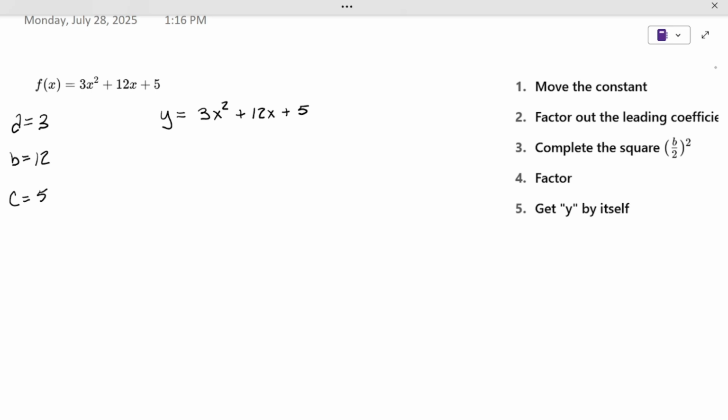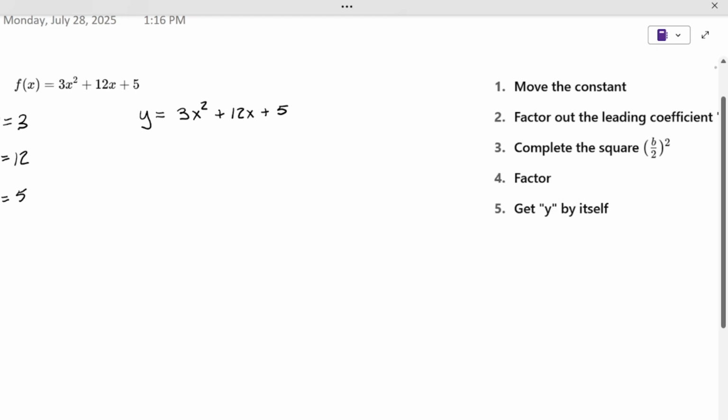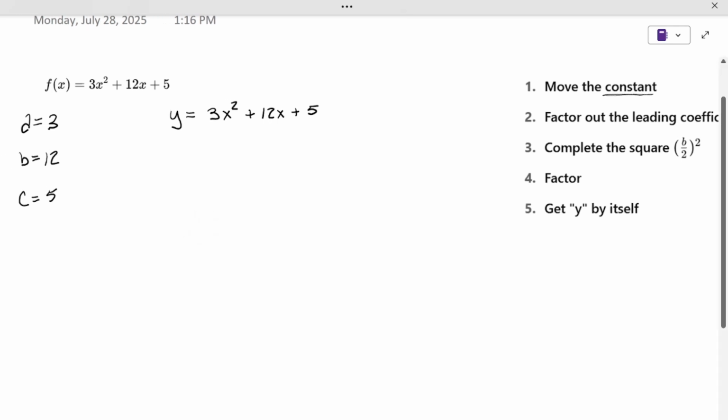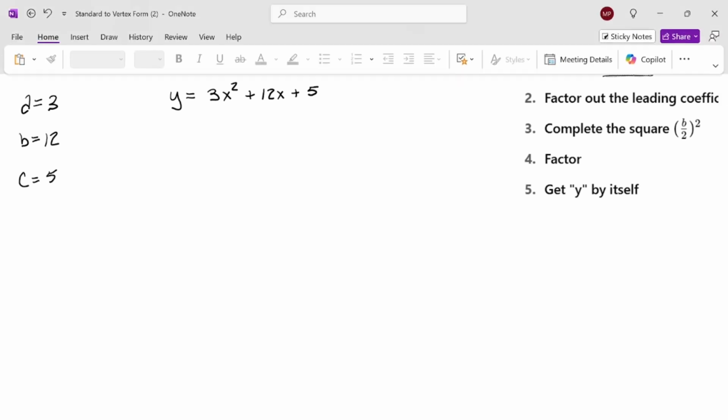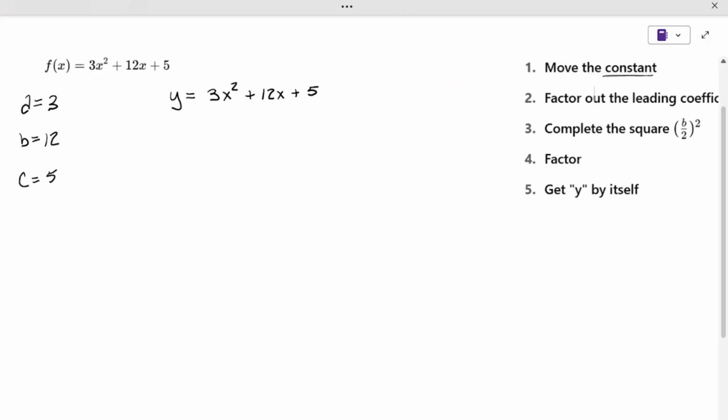Okay, now what do we do first? Well, if we look over on the right, again, we have to move the constant. So that c value, that 5. I love constants, by the way. They're my favorite because they're just so familiar, right? So we are going to move that over to the left-hand side by subtracting it from both sides. All right. So we end up with y minus 5 equals 3x squared plus 12x.